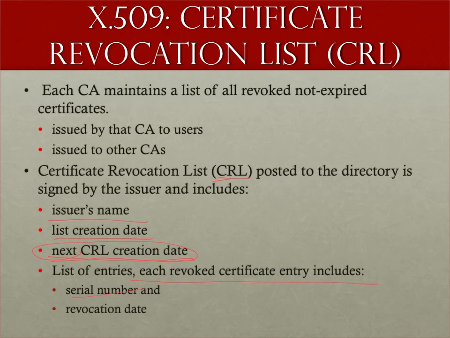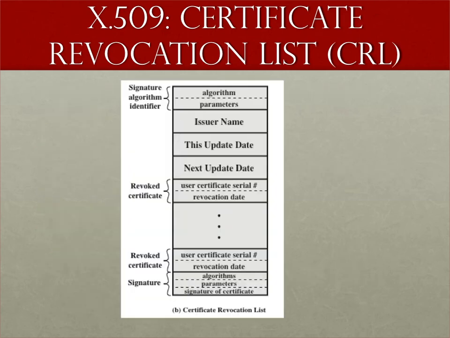Each revoked certificate entry includes a serial number. Remember we had the serial number for the certificate? So here, all we need to do is just say that the certificate issued by this certificate authority with this serial number is revoked. That's it. This is very simple. Anything else we said is redundant.